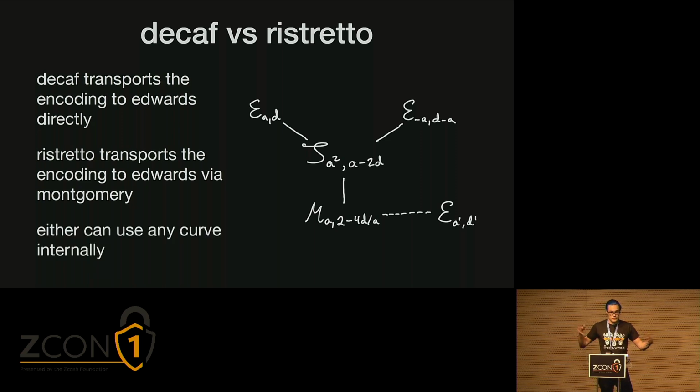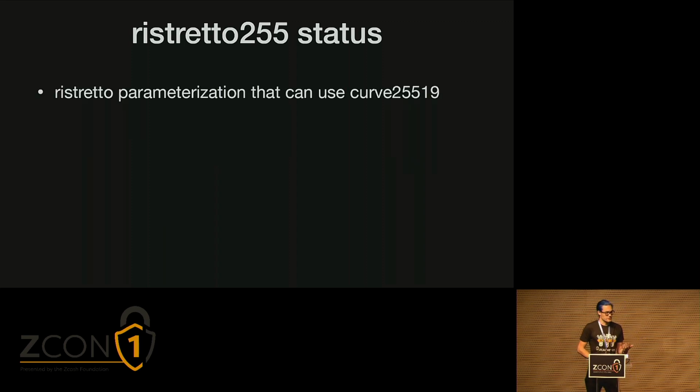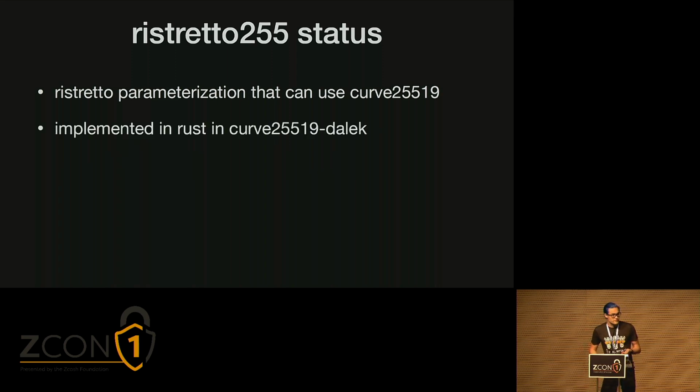But actually, either of these schemes can use any of these isogenous curves that they want internally, which means that if you have ristretto that's using curve 25519, it's actually not required to use that curve internally. You could use a different curve with smaller parameters that might be faster, and it's still totally wire compatible, which is pretty cool. And that construction is actually called ristretto255. So this is a ristretto parameterization that uses curve 25519 internally. It's implemented in Rust in curve25519-dalek, which is a library that I wrote with Isis Lovecraft.